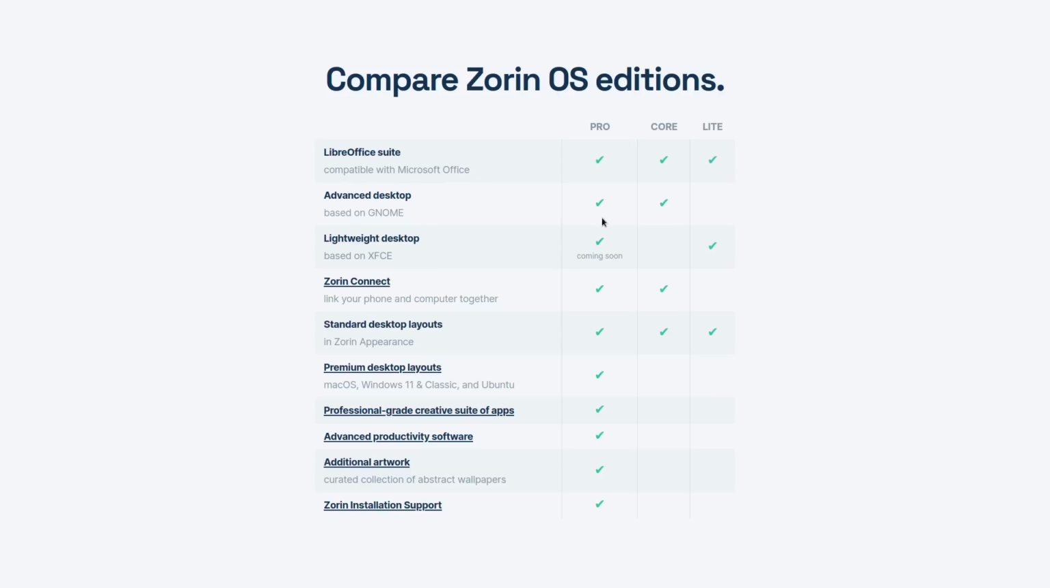Now, I'm sure that a lot of the Linux veterans out there are probably considering all of this to be bloat and unnecessary, from the professional grade creative suite of apps to the advanced productivity software. And again, if you're a bit more of a seasoned Linux user, like if you can install Arch or Gentoo without any problems, the Zorin installation support probably isn't going to be that good for you either. But ultimately, this is something that's more marketed at Linux beginners. So just keep that in mind when we're taking a look at this OS.